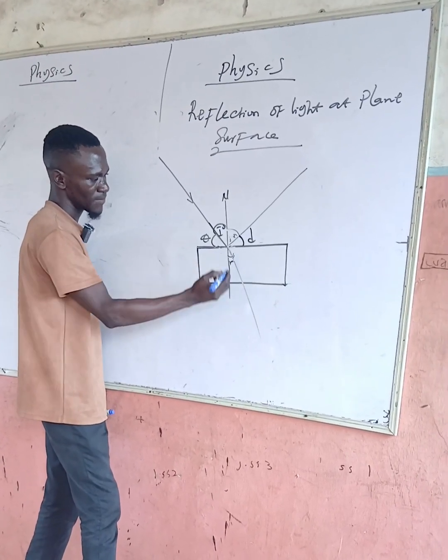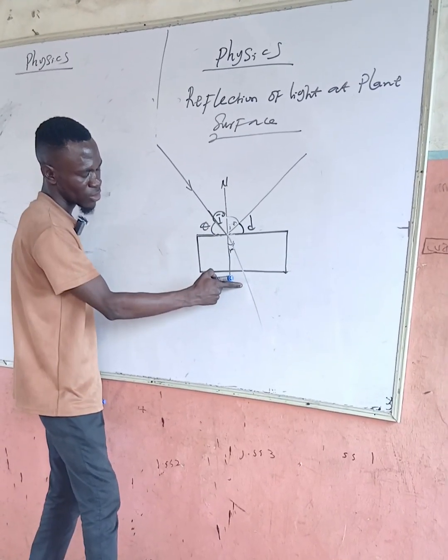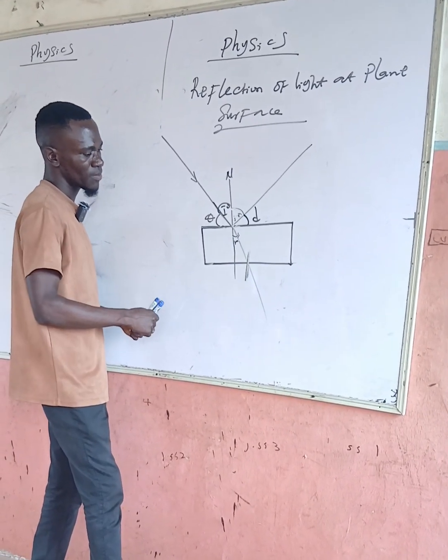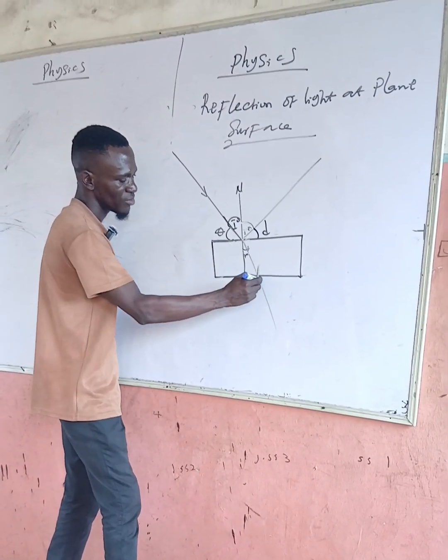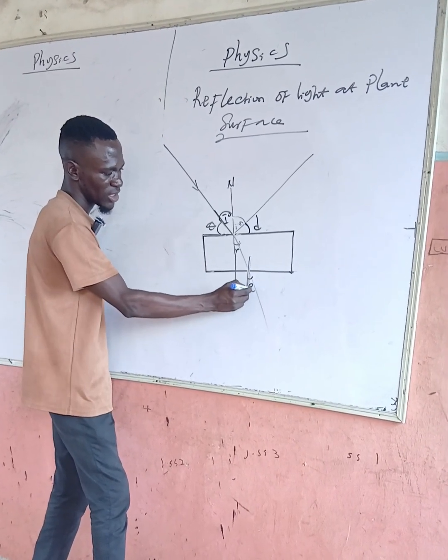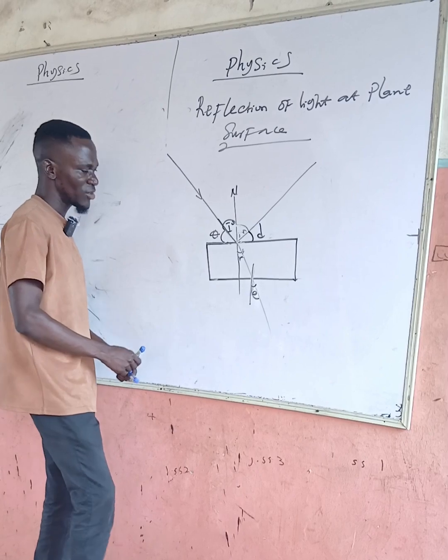I'll put an arrow here. When we have a refraction, we are still going to have a normal ray at this edge. And the normal ray is going to produce what we call an emergent ray, which is E. This is a normal ray. This is the emergent ray. So we are doing a practical on this rectangular prism.